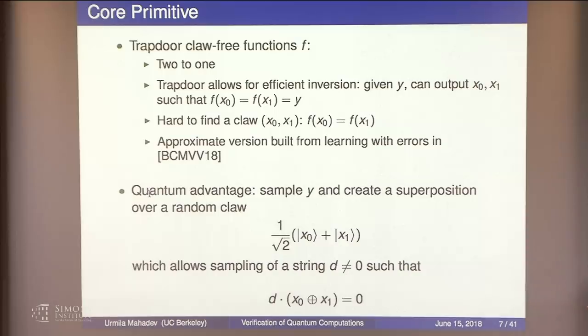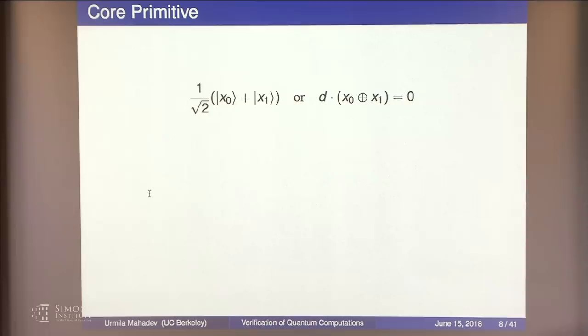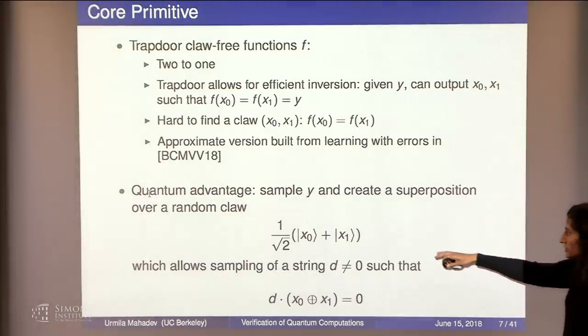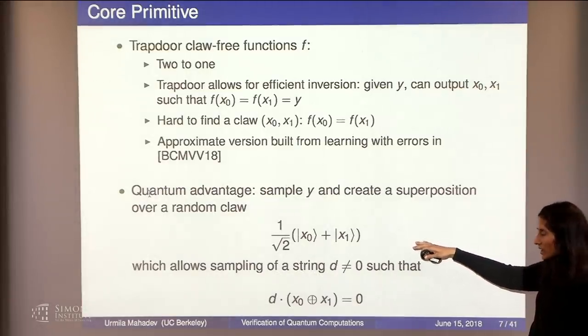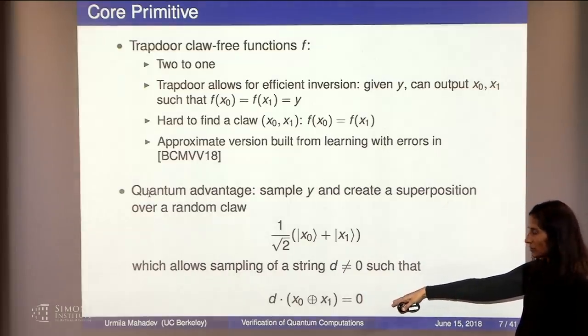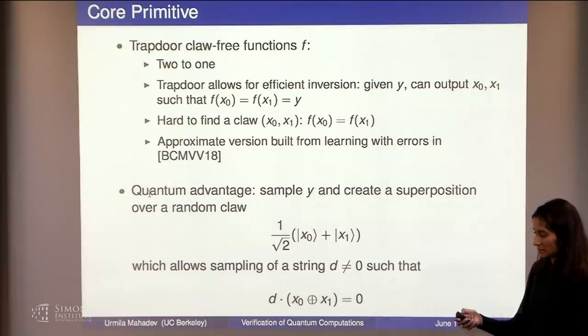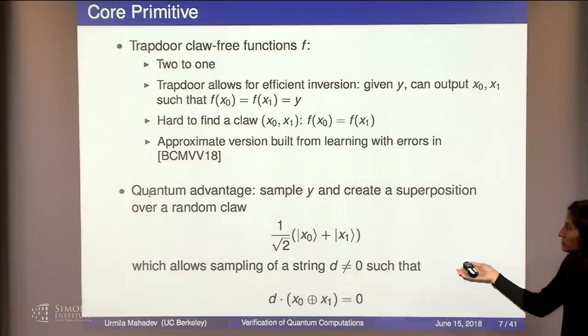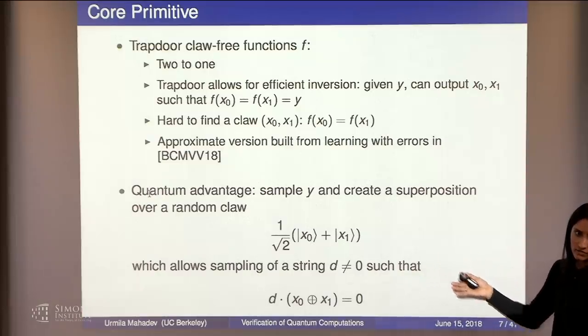Because of this advantage, trapdoor claw-free functions can be used by a classical verifier to test a quantum prover. What's exactly the advantage? The advantage is this linear equation. So he first creates a superposition over a random claw, and then he can sample a string d, which satisfies this equation. And we don't know how to do this classically without a trapdoor. So a quantum machine can do this just given access to F.